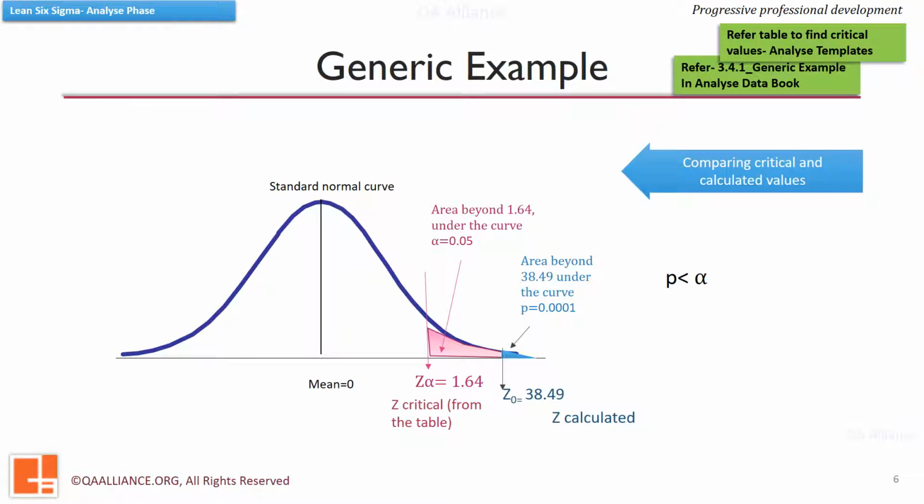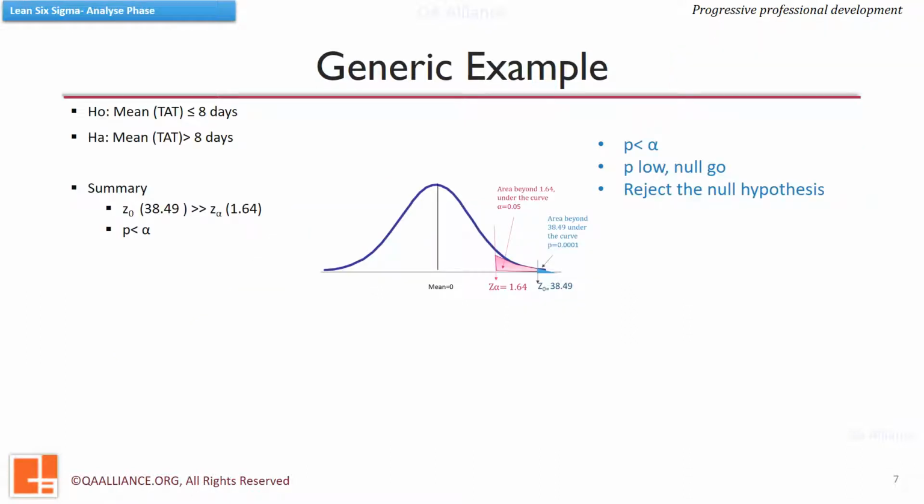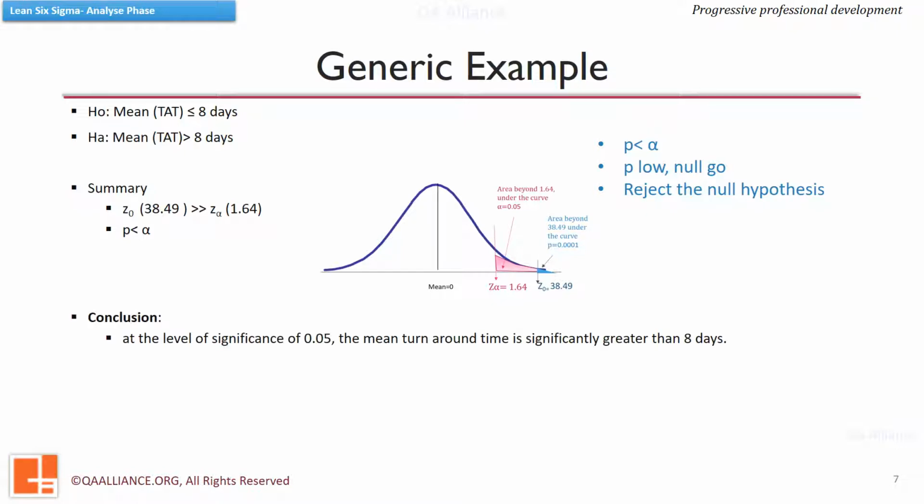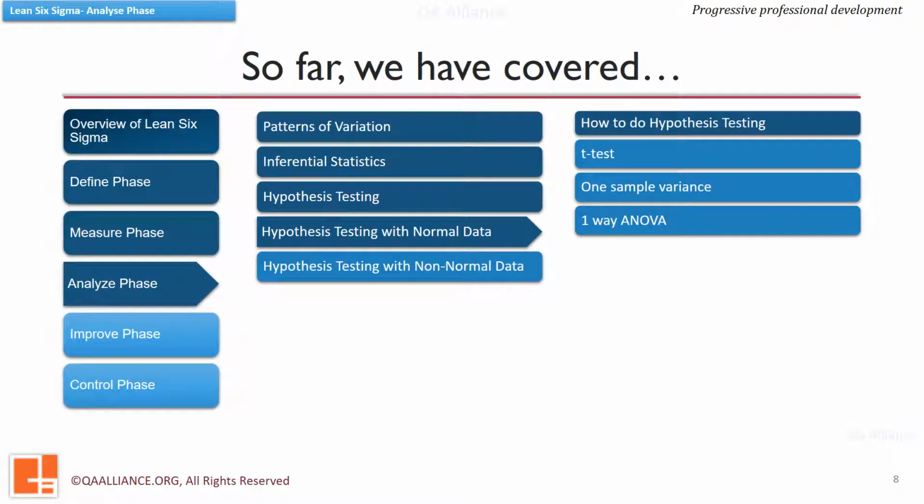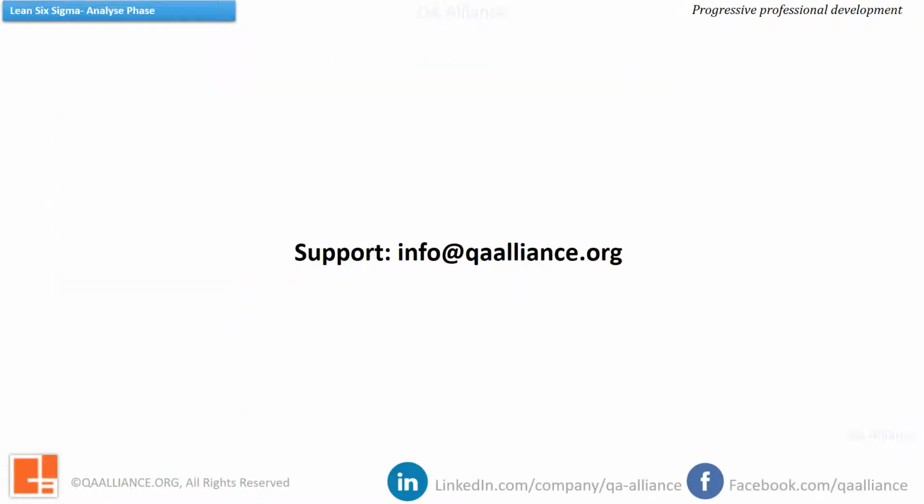Now we know that z calculated is greater than z critical. Alternatively, p is less than alpha. We reject the null hypothesis. Thus we can conclude that at the level of significance of 0.05, the mean turnaround time is significantly greater than 8 days. In the next lesson, we will learn about the different ways in which a student's t-test is used, along with examples. Here we come to an end to this lesson.